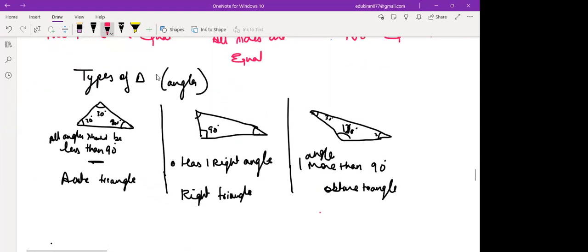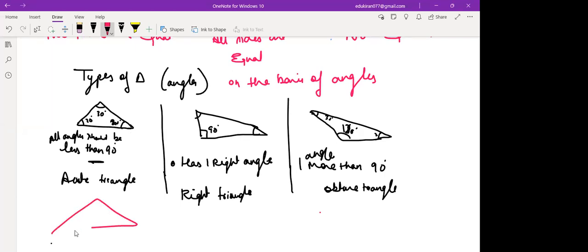Now, types of triangle on the basis of angle. Over here you can see this 30. All the angles should be less than 90. For example, this is 30, this is 40, this is 20. See, all the angles are less than 90, so it is an acute triangle.